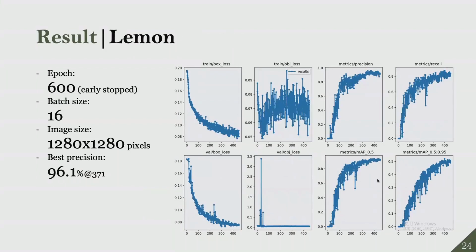Next is the lemon model. The lemon model has the best performance. However, the data set only has 125 images, so the data set is small and the model is not robust enough. So even though the precision is good, the object loss cannot converge. In future work, we are trying to extend the data set to get better performance.